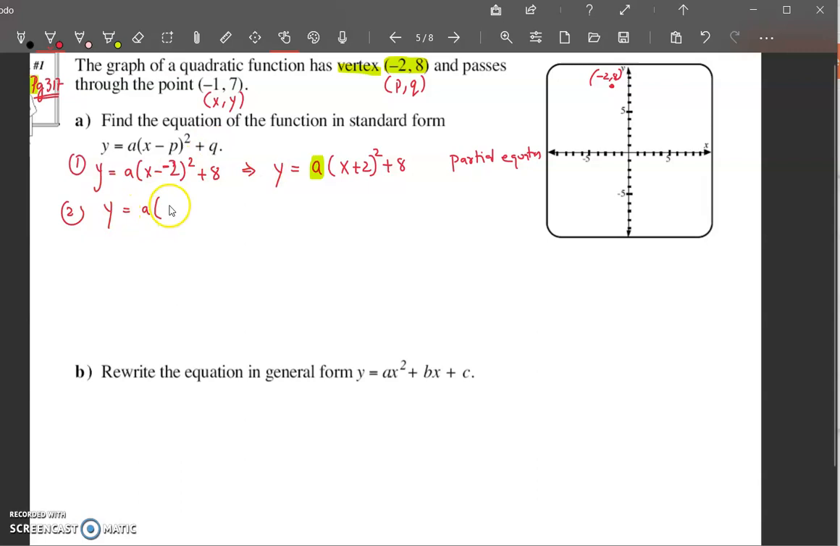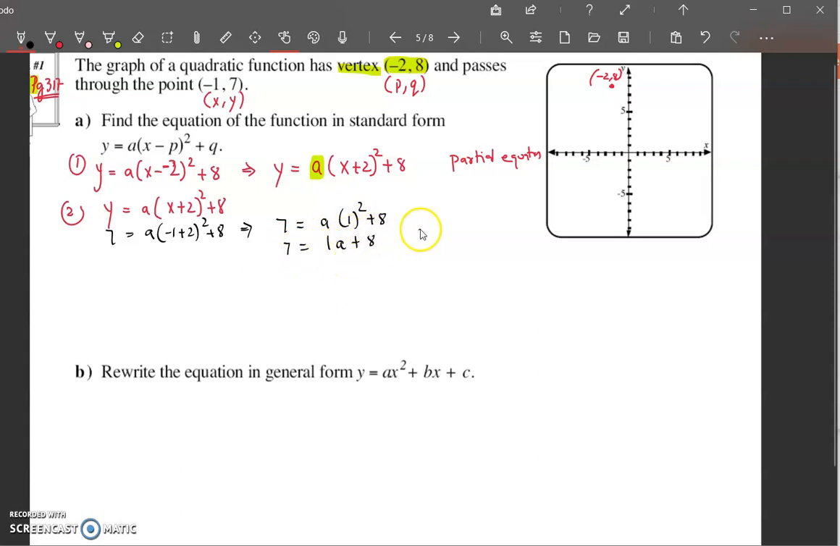So my partial equation is here. And for x, I will substitute -1. Okay. And for y, I will substitute 7. So we're going to solve this further. So what does that give me? 7 is equal to a times (-1 plus 2), which is 1, squared, plus 8. So 7 is equal to 1 squared, which is just 1. So that's 1a plus 8.